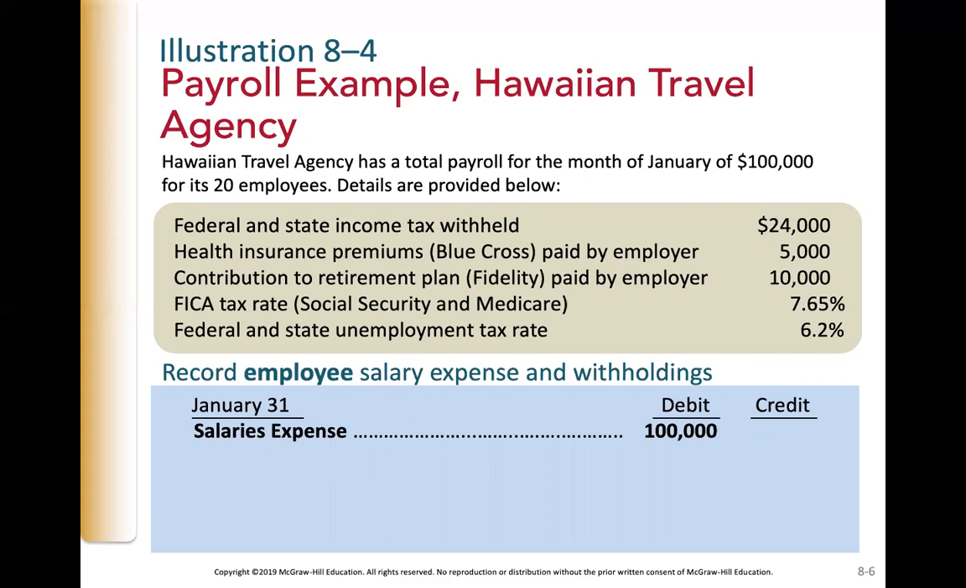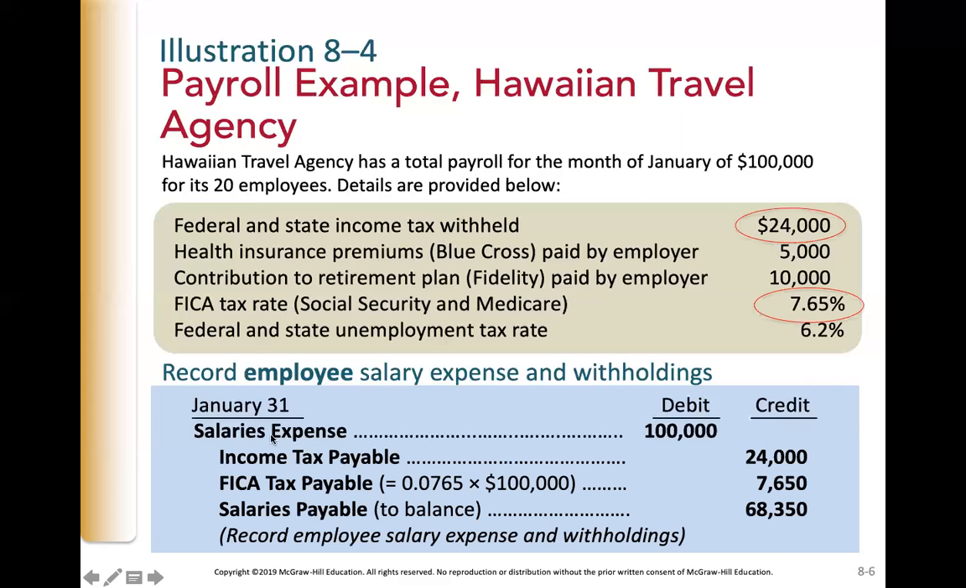Next, we need to discuss any withholdings. Well, the employees had federal and state income tax withheld of $24,000. Income tax payable, $24,000. It's a liability. We're withholding the money on behalf of the employees to pay to the federal government later. We are going to owe the federal government that money. So we need to hold that $24,000 in a liability account until which time we pay it. So the income tax goes into an income tax payable account.